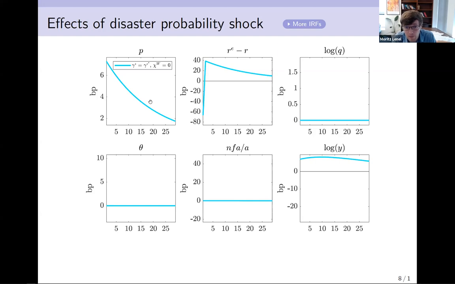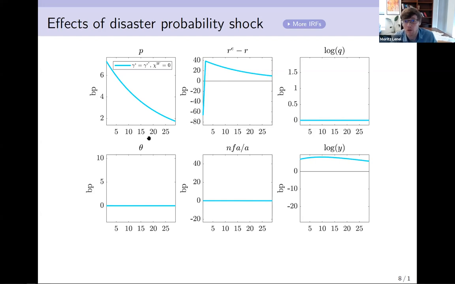So on the upper left side, you have the disaster probability shock itself, which is going up. Then the excess return on an equity claim, the real exchange rate in the upper right corner, the wealth share of the US in the lower left corner, the net foreign asset position of the US in the bottom middle, and then finally output in the US in the bottom right corner.